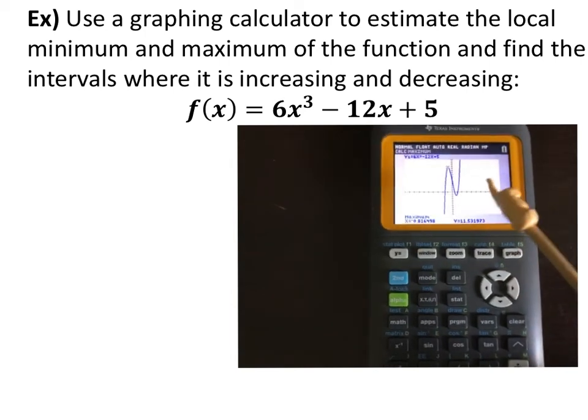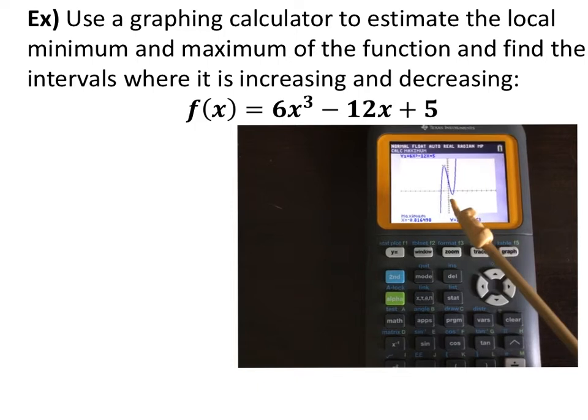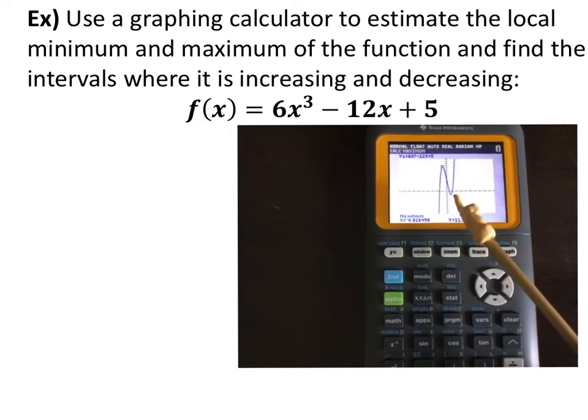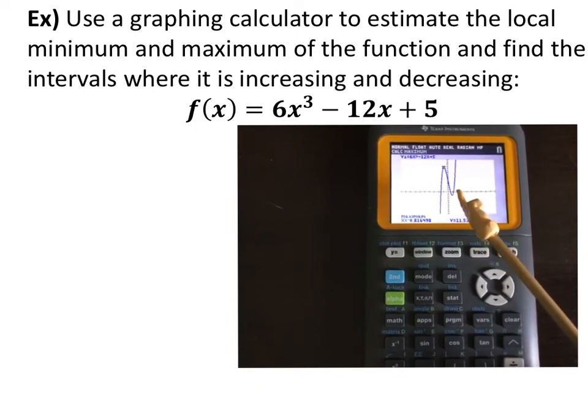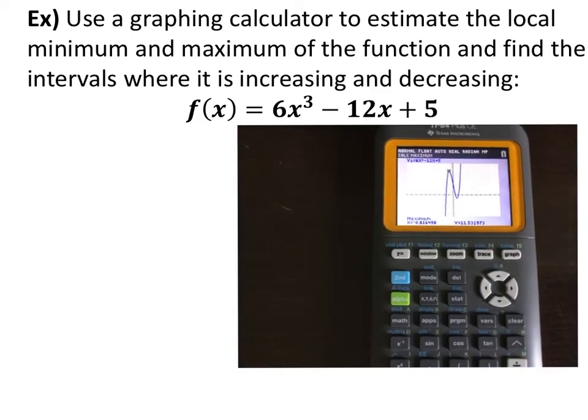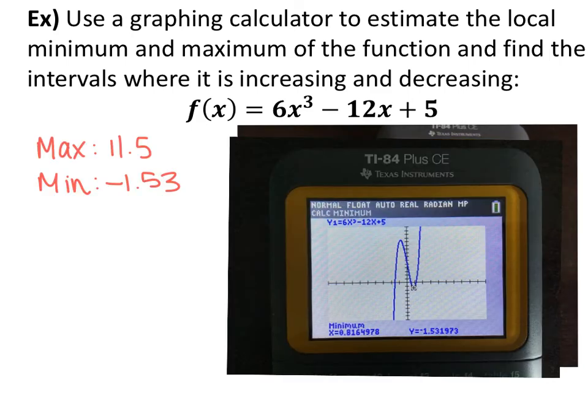So then you would go through the same process to find the local minima. So go ahead and pause the video and try and find the local minima. If you do the same thing again, but you go in and use minimum, left bound, right bound, guess, you end up with our local minima here to be at negative 1.53 at the x-coordinate of 0.186.